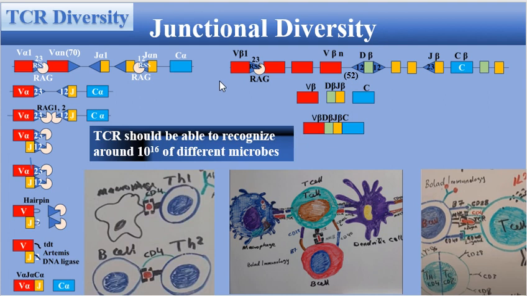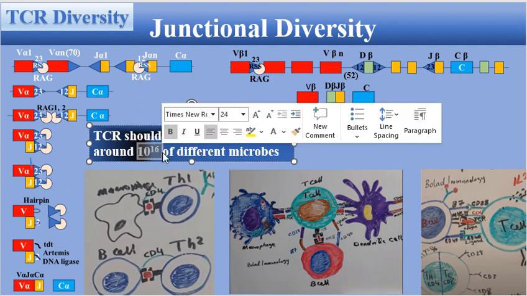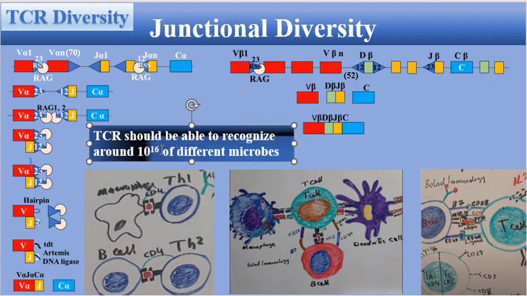So junctional diversity is very important for the TCR to be able to recognize this large amount of microbes or pathogens. For that reason, junctional diversity is very important for the TCR, or for creation of the TCR diversity.